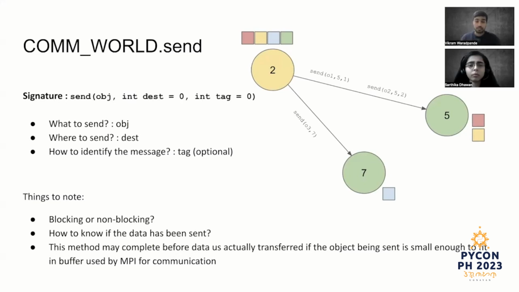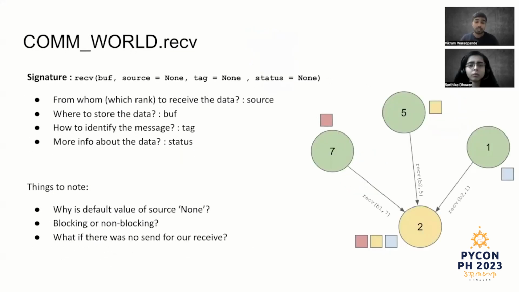Now the counterpart of the send is the receive method, which is the recv method in MPI for Py, and it again specifies those two things. The first is buffer, which is like if I receive something, where do I keep it? So you keep it in the buffer. You also specify the source, meaning from where do I receive the message, and then the tag is the same as previous. And then additionally, there's an optional parameter called status, which gives you information like where did I receive the information from, what was its tag.